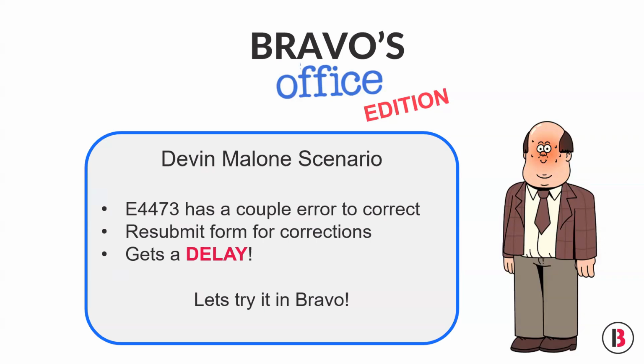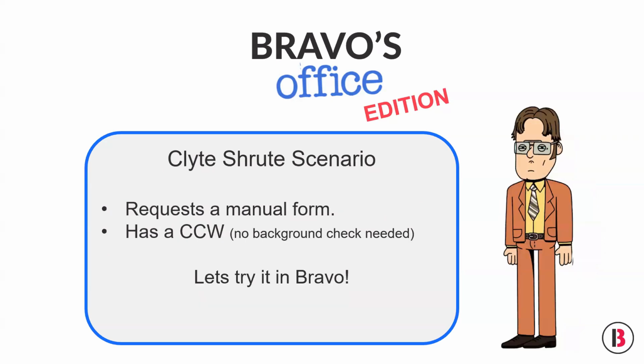Now, with our next customer, Clyde Shrew, he is pretty much going to request a manual form because he really doesn't believe in digital things. So at that point, we're going to give him a manual form. He also has a CCW, which means that we don't have to do the background check. And we're just going to go ahead and move through the process with a manual form.